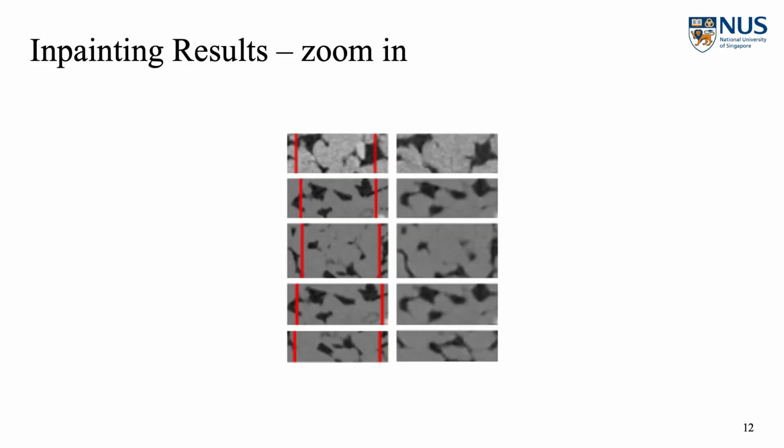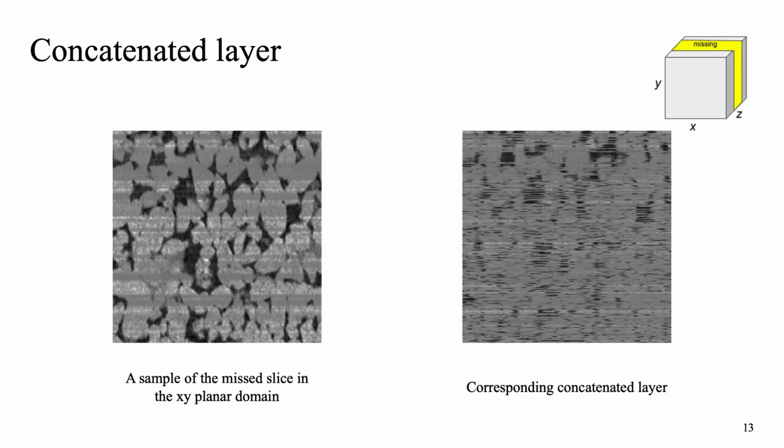It seems that the reconstructed images are smoother and miss some finer grain details in the original images, such as these narrow pores. This might be related to the fact that the autoencoder focuses on generating coarse general structure and prefers smoother images. After concatenating all inpainted slices, the concatenated layer viewed from the XY perspective is shown on the right. The ground truth is on the left.